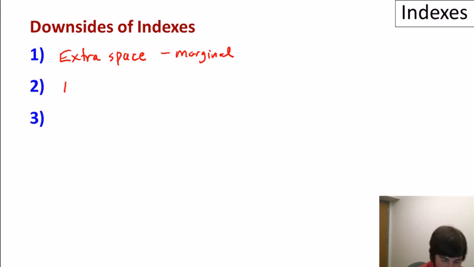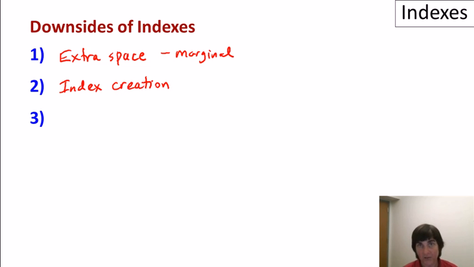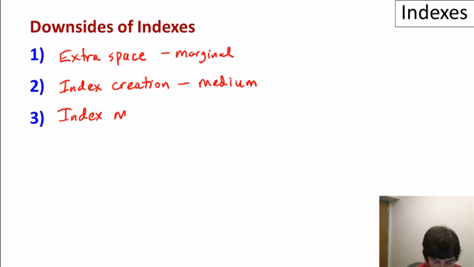The second downside is the overhead involved in index creation. So when a database is loaded, if we're going to have indexes, those indexes need to be created over the data, or if we add indexes later on, they need to be created. Index creation can actually be a fairly time-consuming operation, so I'm going to call this a medium downside. On the other hand, once the index is created, all of the queries run faster, so it's usually worthwhile to do it. The last one is the most significant one, and that's the issue of index maintenance.